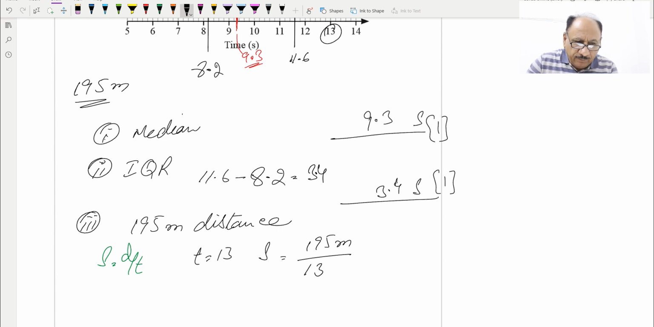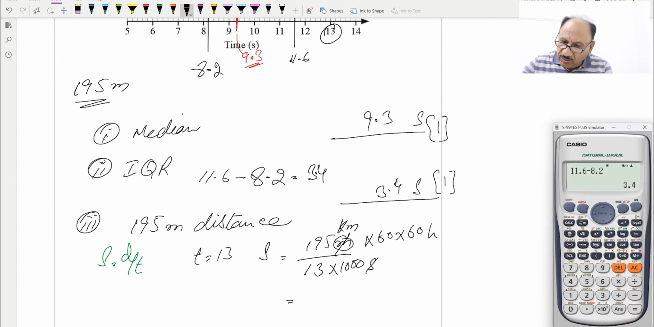So we need kilometers per hour because the answer is required in kilometers. So convert these meters into kilometers by dividing by 1000. Now this is changed to kilometers, and to change 13 seconds into hours, we divide by 60 and then once more by 60. You should know this unit conversion properly because it is involved in IGCSE questions.